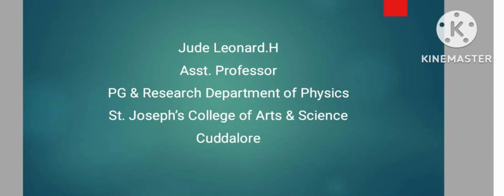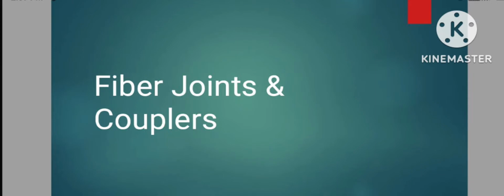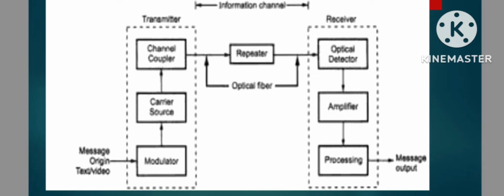So we can see the fiber joints and couplers, which are used in fiber optic communication systems. This is a fundamental diagram which gives information on what is the transmitter and what is the receiver. In the transmitter we have a channel coupler, carrier source and modulator. The carrier source has to be joined with the coupler, and it is modulated, where it is transmitted and carried through the optical fiber, which has repeaters or amplifiers which join. At the receiver end, the detection has to be carried out by the optical detector.